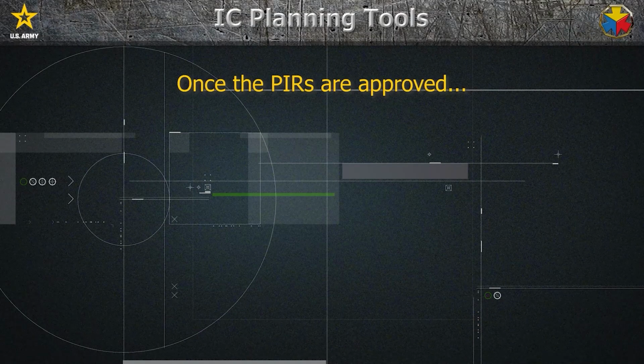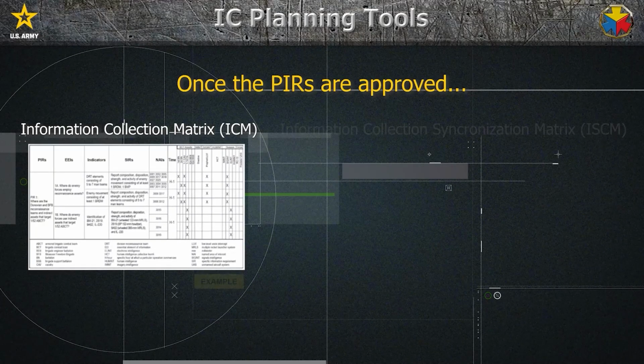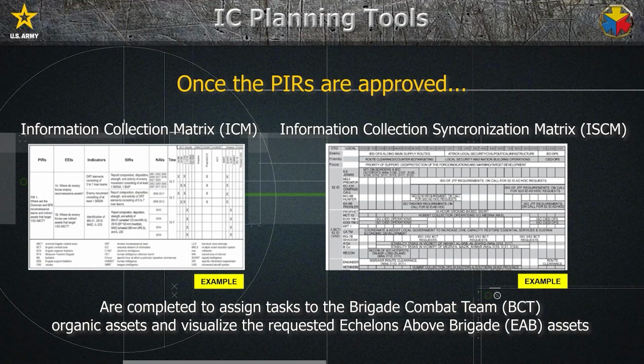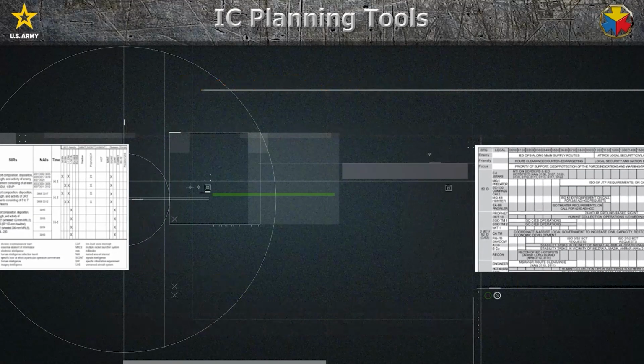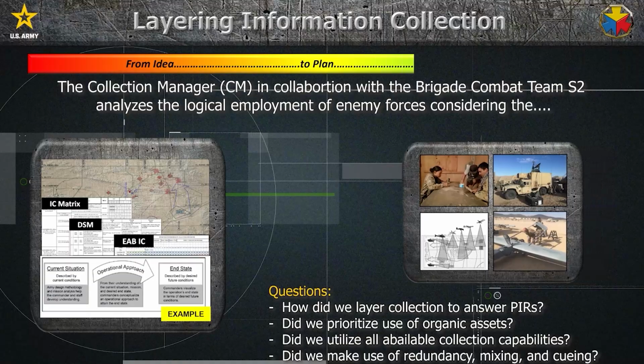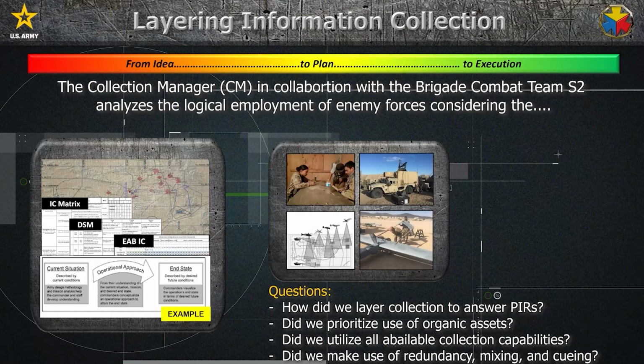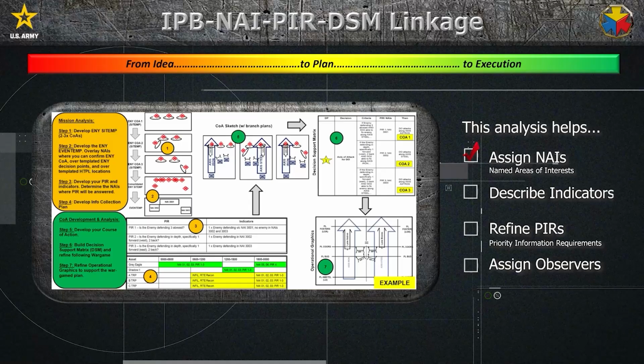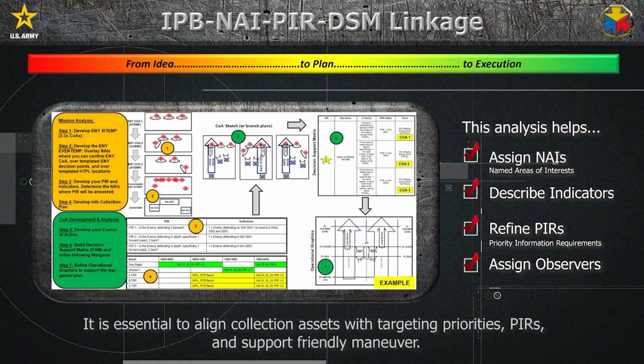Once the PIRs are approved, the Information Collection Matrix, or the ICM, and Information Collection Synchronization Matrix are completed to assign tasks to the Brigade Combat Team organic assets and visualize the requested echelons above Brigade assets. The Collection Manager, in collaboration with the Brigade S2, analyzes the logical employment of enemy forces considering the mission, terrain, time, and capabilities. This analysis helps assign named areas of interest, or NAIs, describe indicators, refine PIRs, and assign observers. It is essential to align collection assets with targeting priorities, PIRs, and support friendly maneuver.